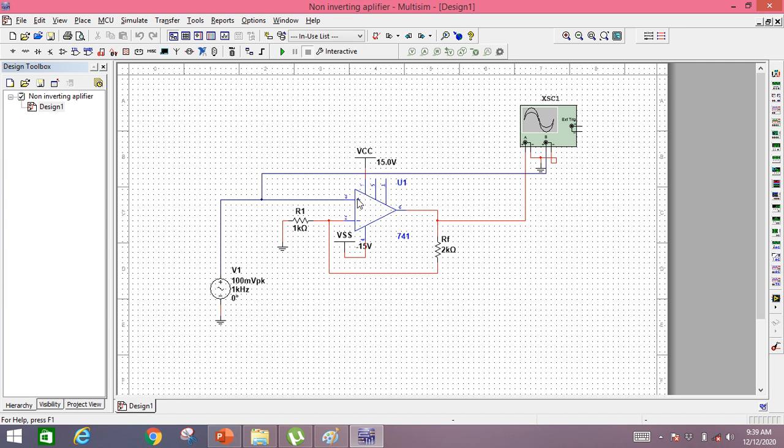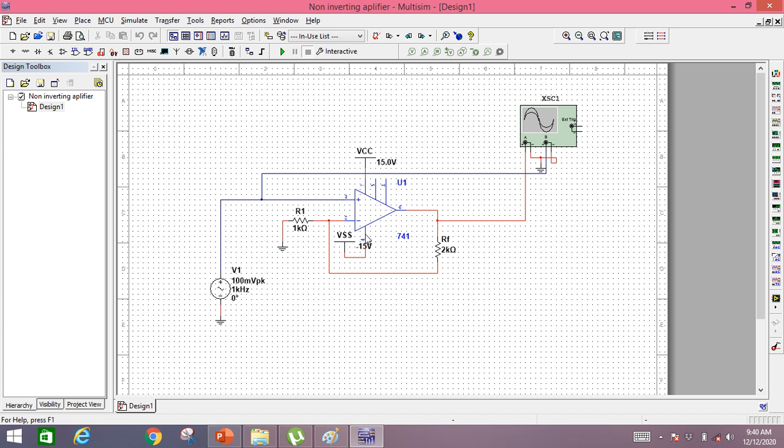So for the inverting amplifier we need the op-amp, we need the input signal, and we need the negative feedback. I have told you that RF and R1 actually provide the negative feedback.